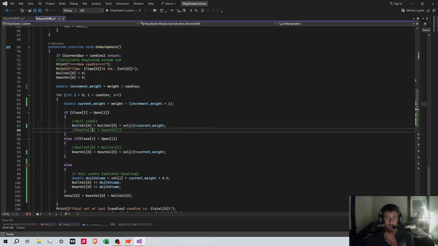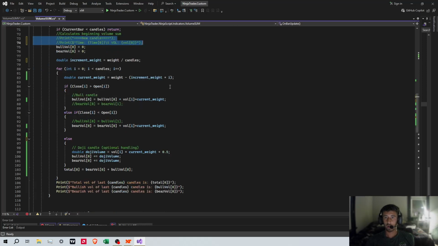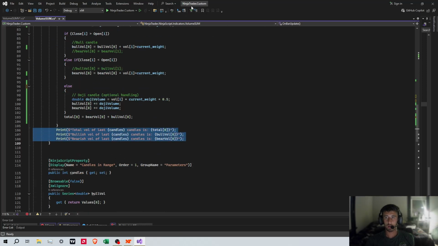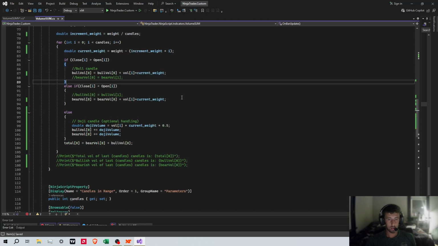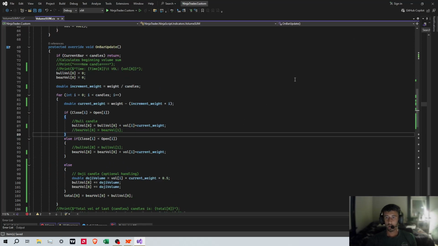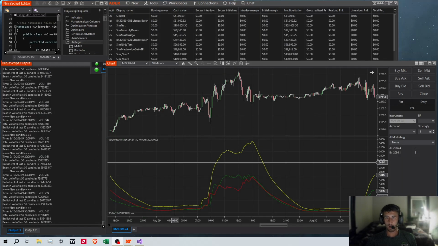So for now, I'm going to just leave it. I'm going to be doing more stuff with this indicator later. So for now, it's fine. I'll go ahead and comment out these. And I'll compile that and then make sure to send that over. So that's how the indicator works.